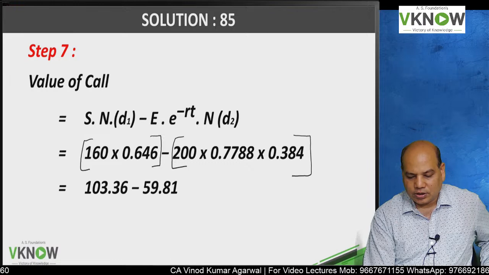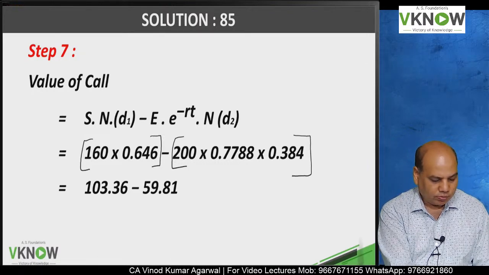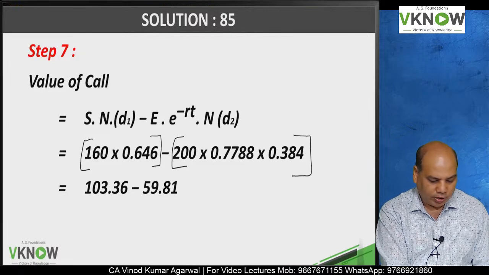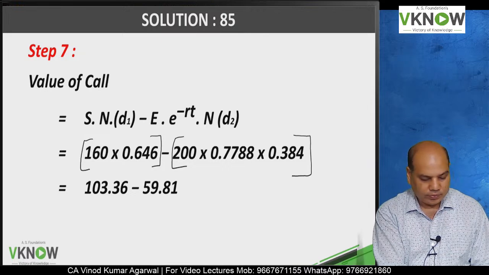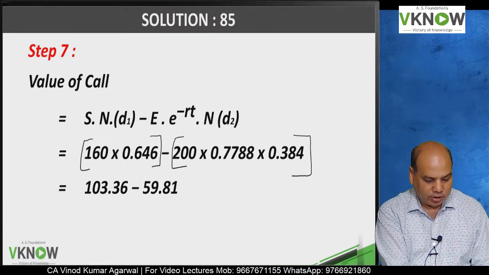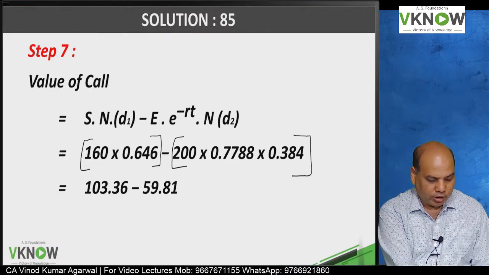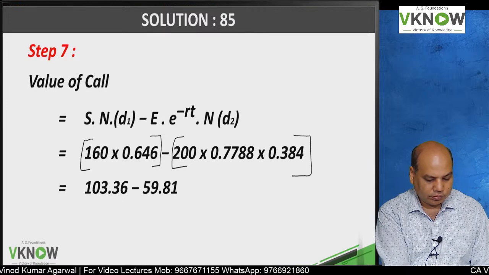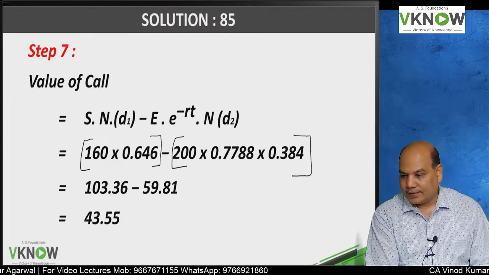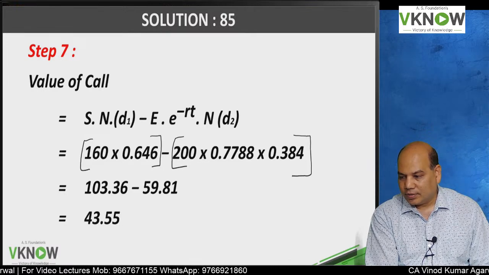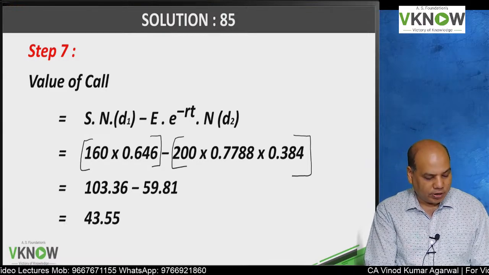And now check the answer. 160 into 0.646, 103.36, 200 into 0.7788 into 0.384 equal to. So what is your answer now? Is it approximately 43.55?